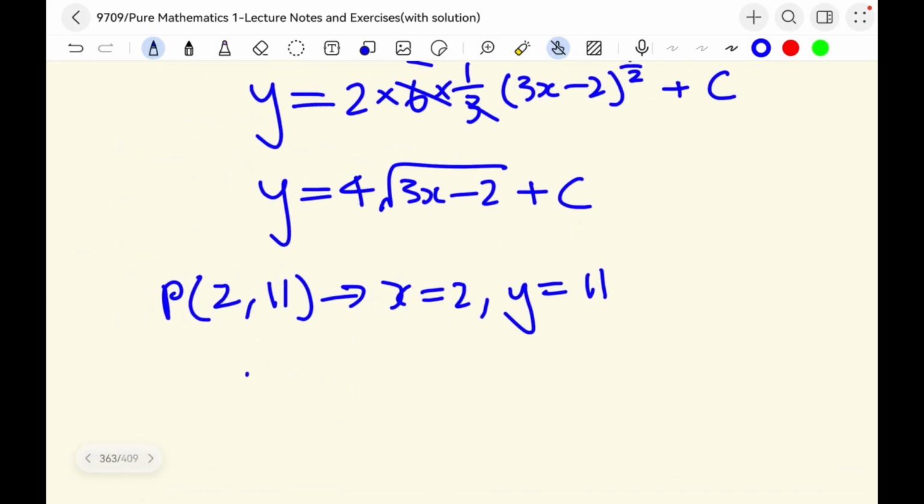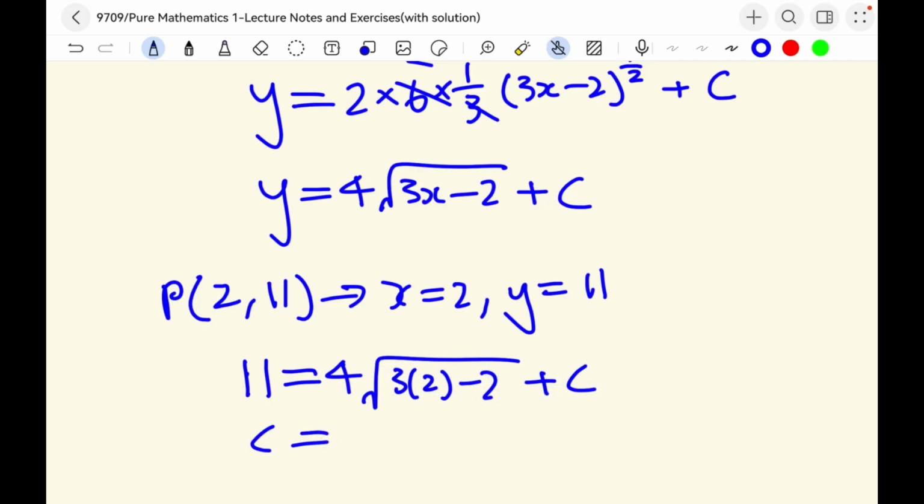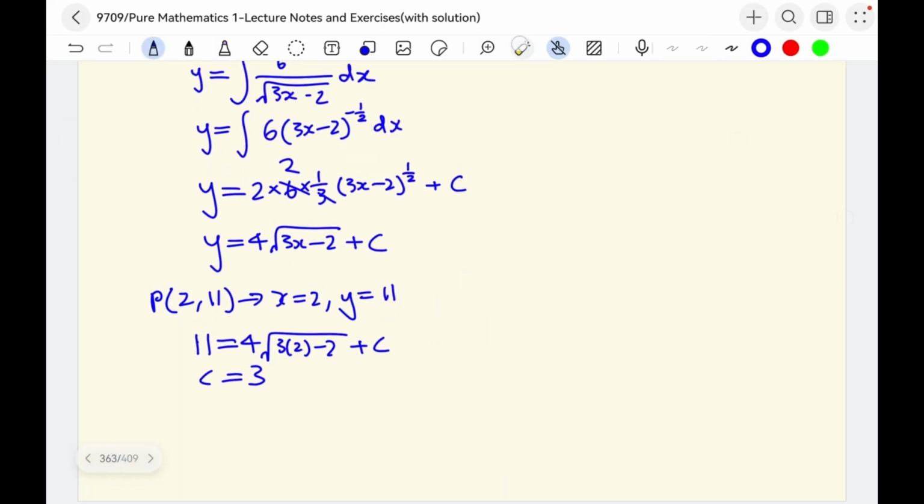So this is 11 is equal to 4 square root of 3 times 2 minus 2, plus c. What is the c? 3 times 2 is 6, minus 2 is 4. So this value gives you 4. Square root of 4, you get 2. So 4 times 2 is 8. 11 minus 8, you will get 3. Positive 3.